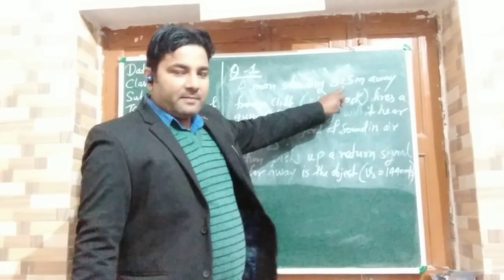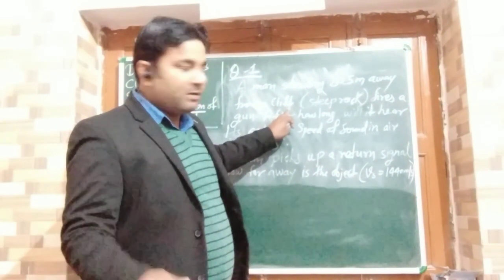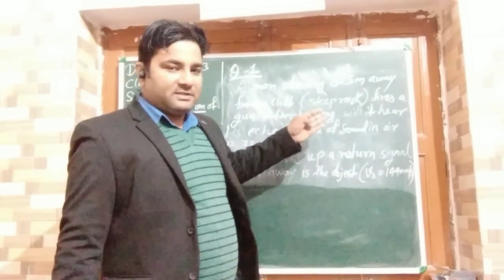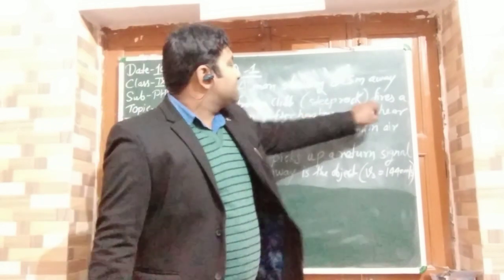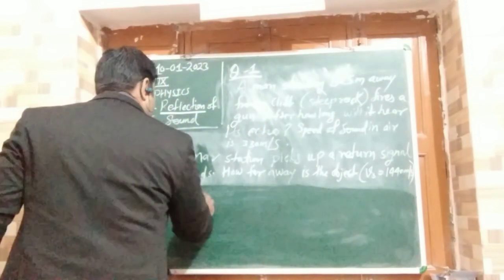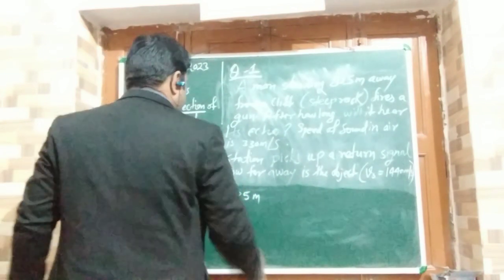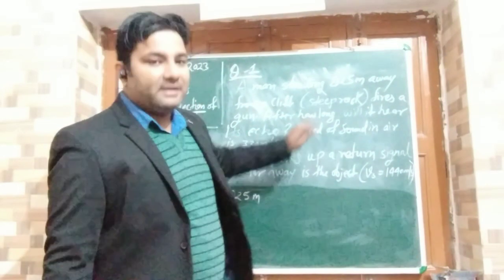A man is standing 825 meters away from a cliff, a steep rock, in such a way that a concave structure will be obtained. He fires a gun. Here, the distance is given as 825 meters. After how long will he hear the echo?